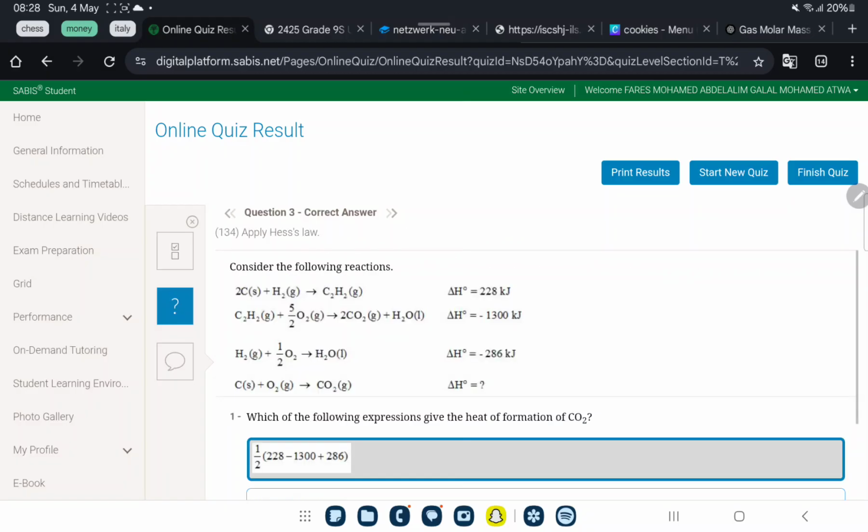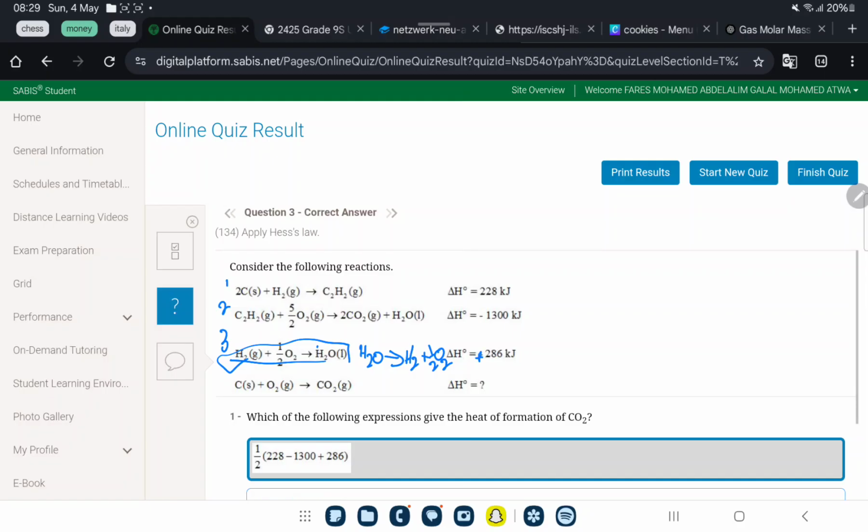And now this question is really annoying. What you have to do is find a way to cancel everything except C and O to get CO2. First, I'm going to name the reactions. We're going to reverse reaction 3 so we can cancel the H2O. When we reverse it, it's going to be H2O decomposing to H2 and half of O2, and the sign of the delta H is going to change to plus instead of negative.